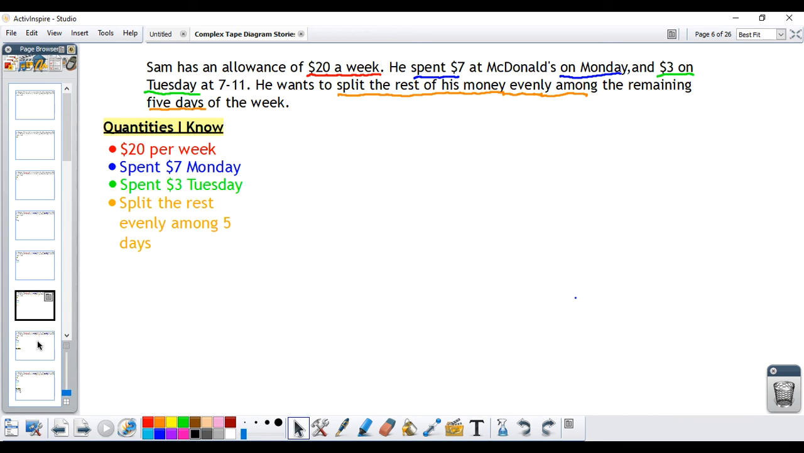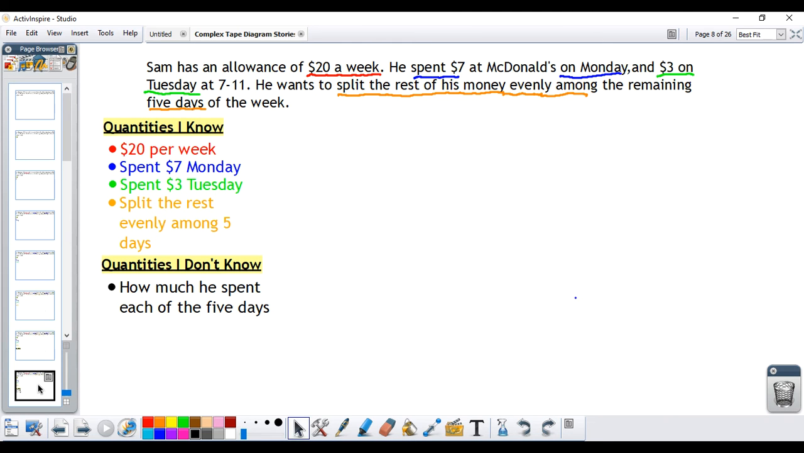So really, this problem is about days of the week and money. Now, I also need to figure out if there's anything I don't know. What I don't know is how much money he spent each of those 5 days, or how much money he allotted for each of those 5 days. And since that's what I don't know, that's going to be my variable.